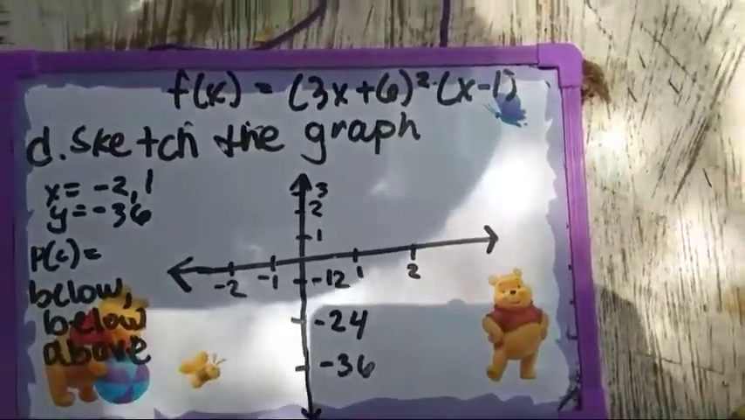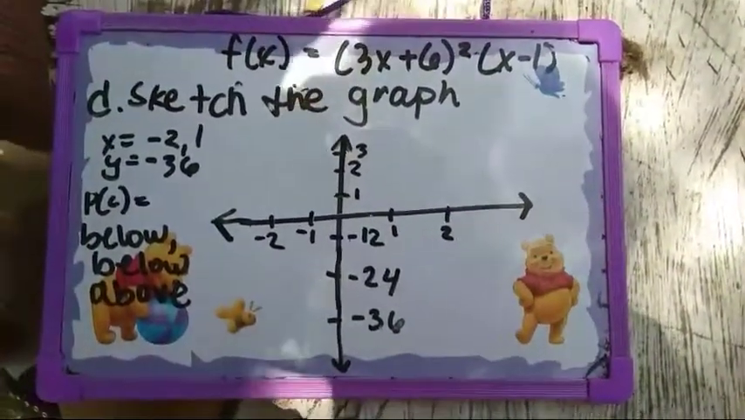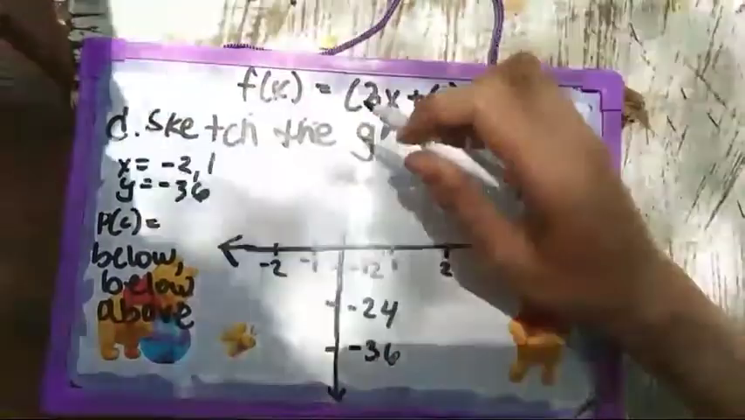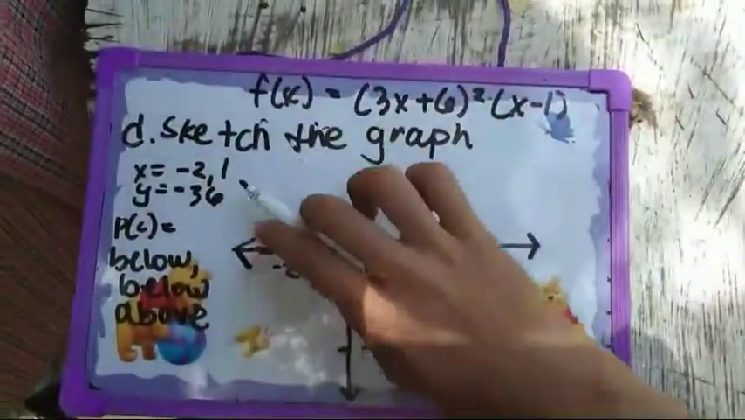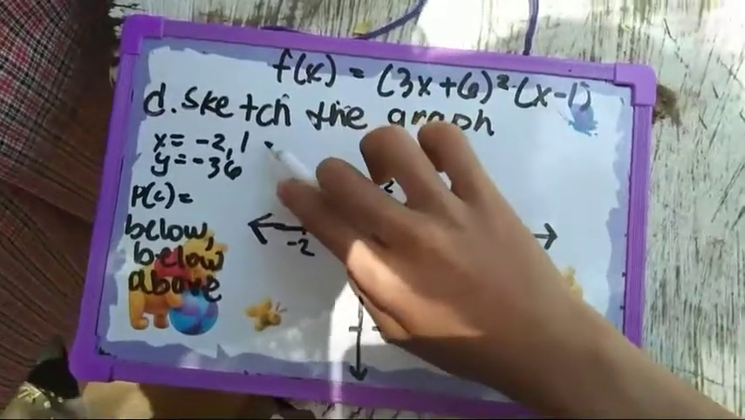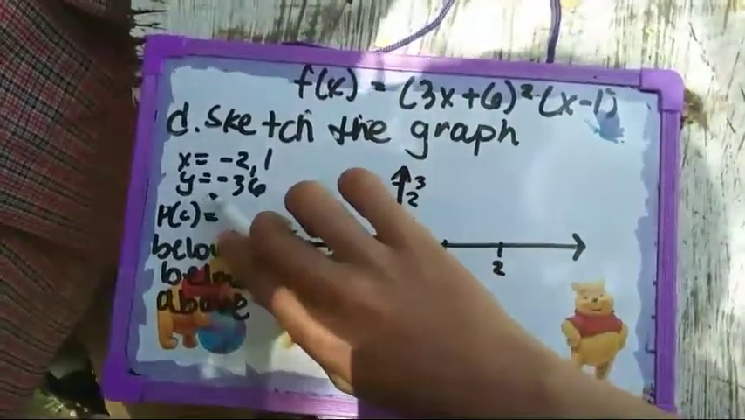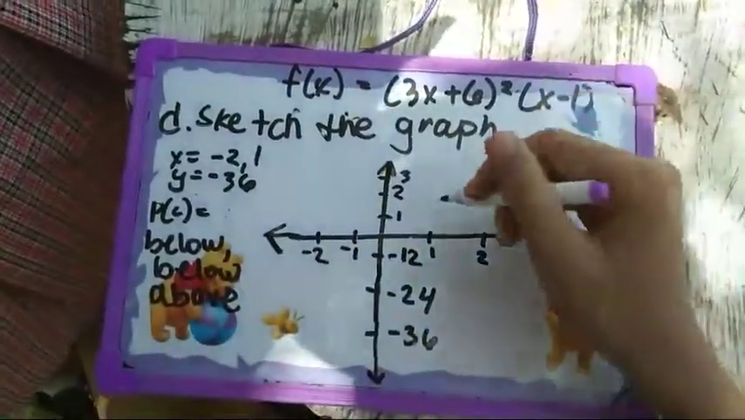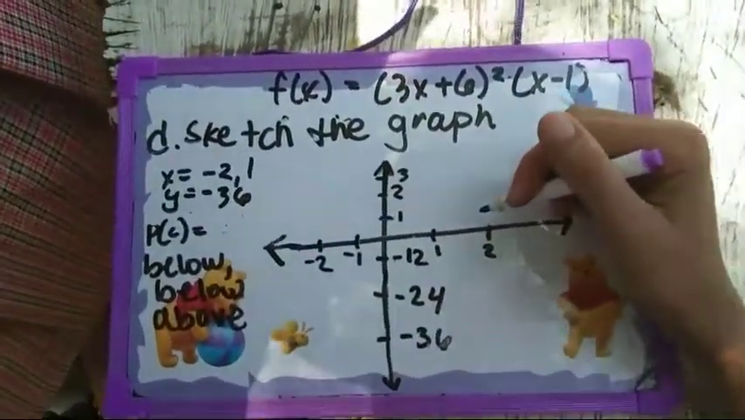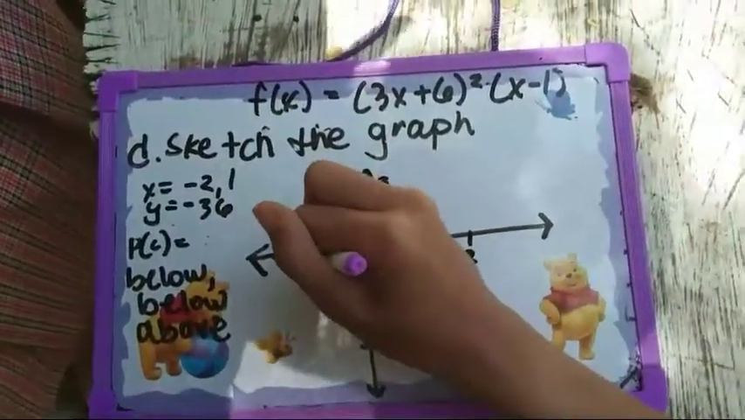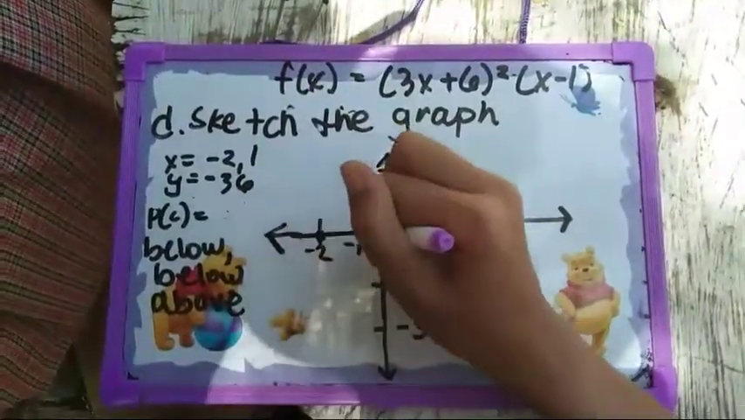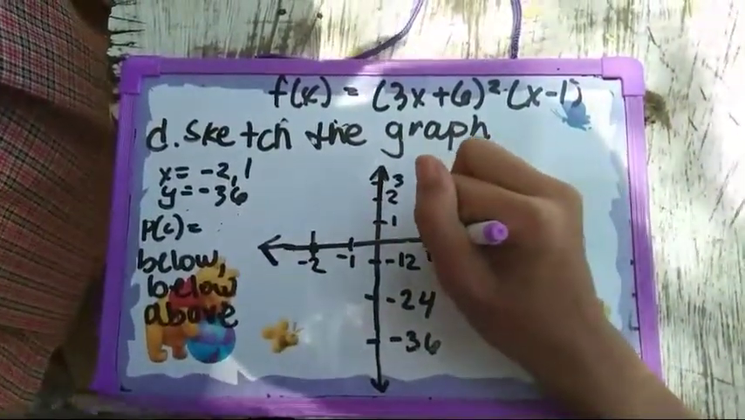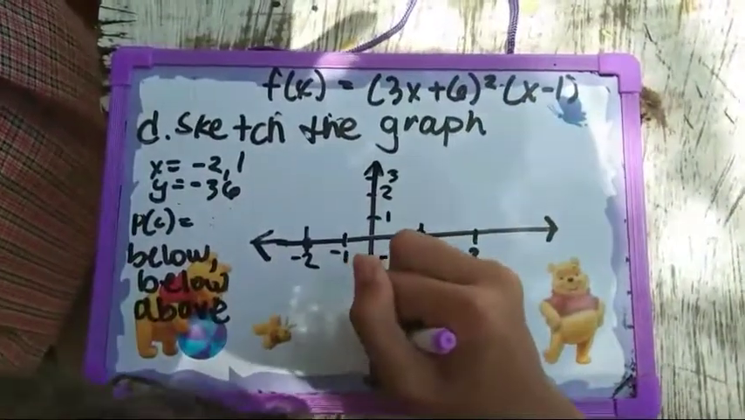So the last part would be sketching the graph. Since it is the last part, we are now going to use the values of x and y. The values of our x, which are negative 2 and 1, and the value of y, which is negative 36. And the behavior of the graph. So the graph would look like this. We are now going to plot the points. Negative 2, positive 1, and negative 36.